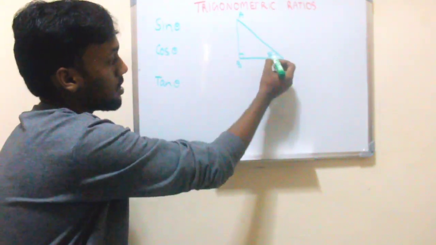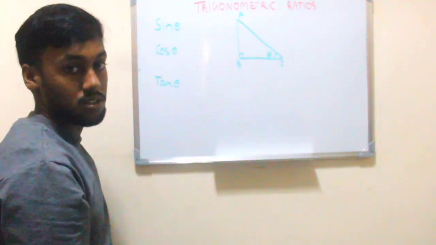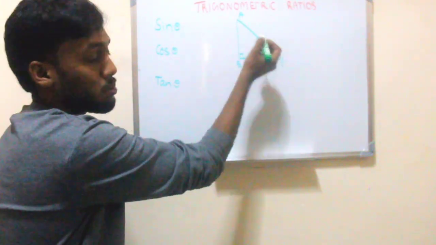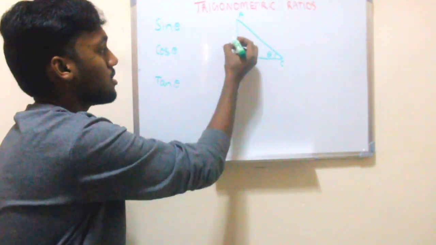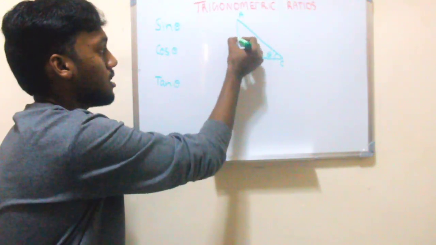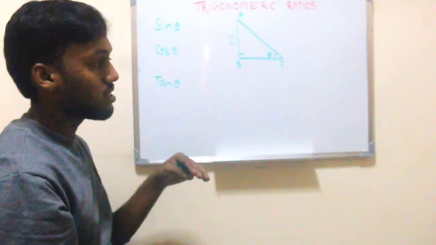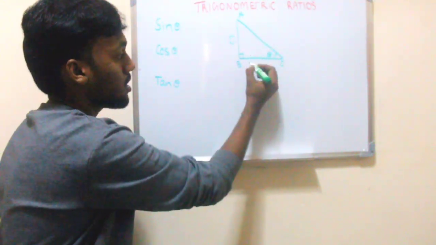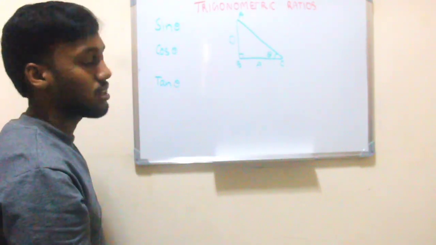So if we have an acute angle theta here, we'll look at everything with respect to theta. With respect to theta, what is the opposite side? Opposite side means AB, right? So I'm denoting AB with a letter O. Opposite side. And what's the adjacent side? Adjacent side is BC, right? So I'm denoting it with capital A.